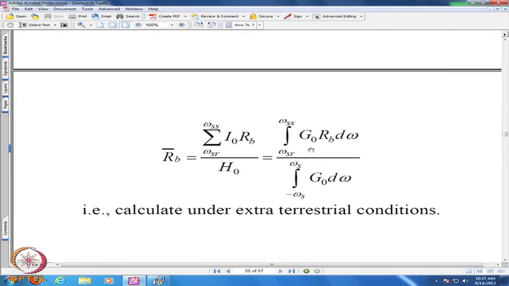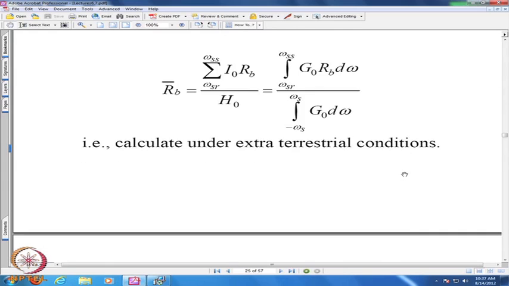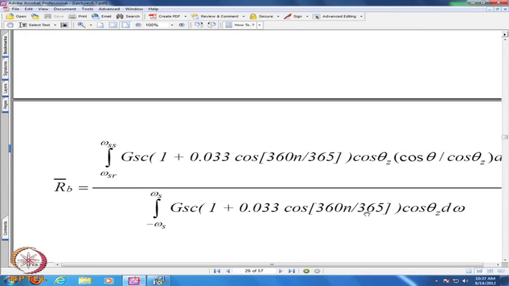So, in terms of intensity, I can go to my analytical integration procedure, because G0 is an analytical value; you have an analytical expression for it. So, we can do that under what we will call extraterrestrial conditions. So, R b bar, which is a weighted average of I b R b to I b, has been calculated as a simple integral under extraterrestrial conditions. If we do that, expand G0, G SC in terms of that, it is a very easily integrable quantity.